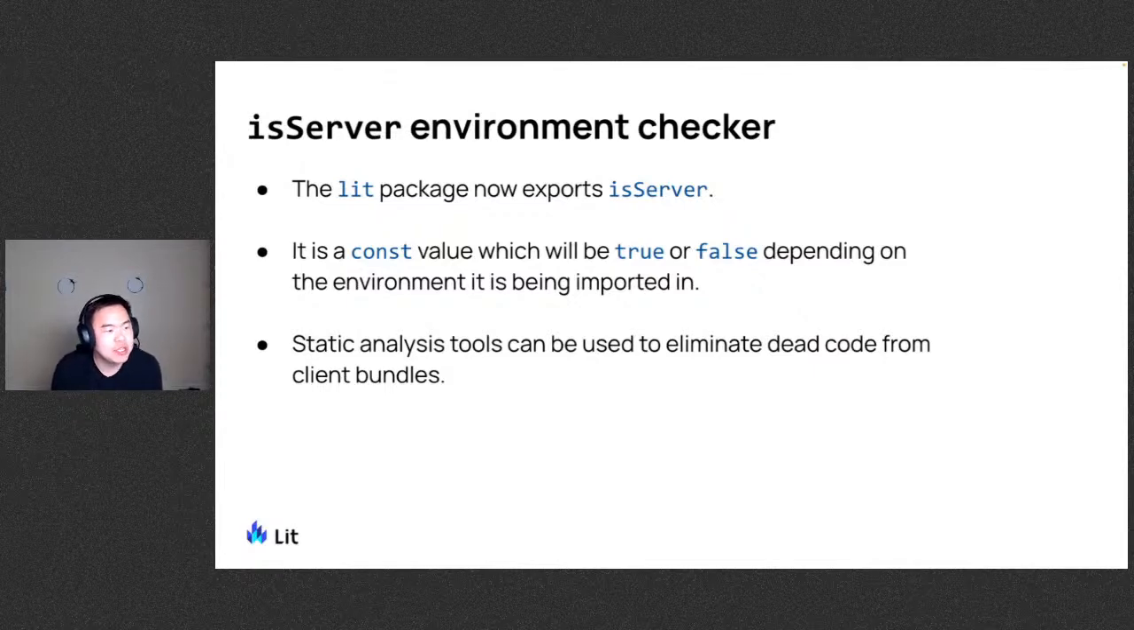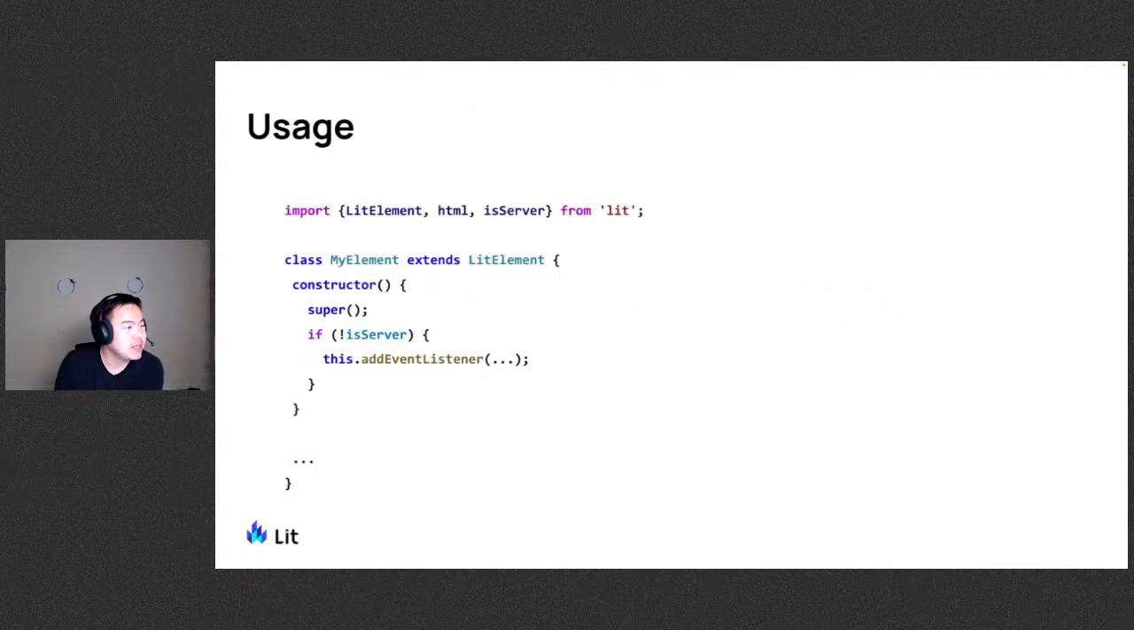So if you need to do some work in the server, but not in the client, using this, you will not have to add additional code shipping to the client. Quick demo of this. So for instance, we import isServer from lit, and then you can go ahead and use it in some condition check where, for instance, this code as it is will break on the server because addEventListener is not defined for this element in the server, but this code can escape that.